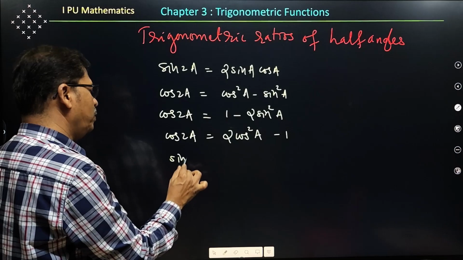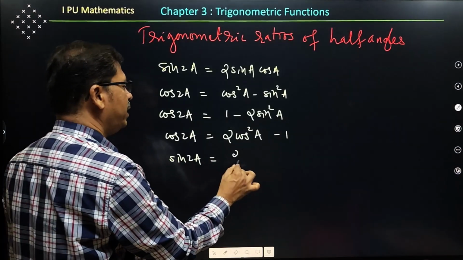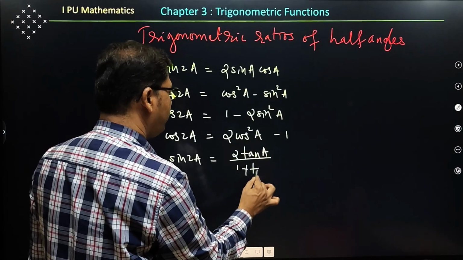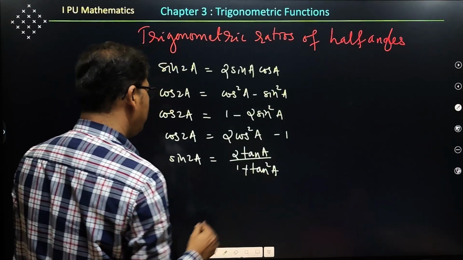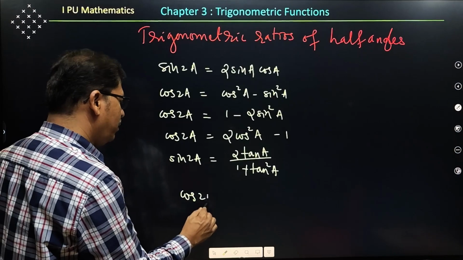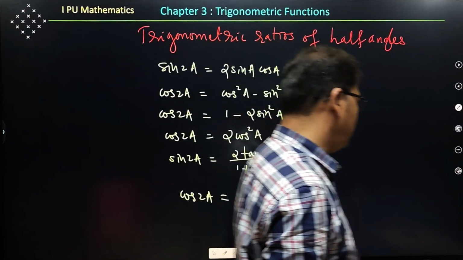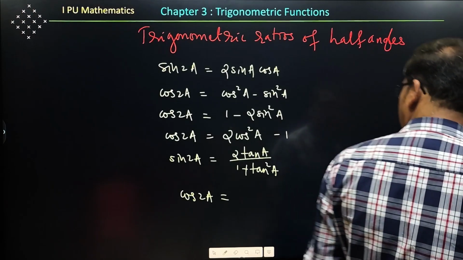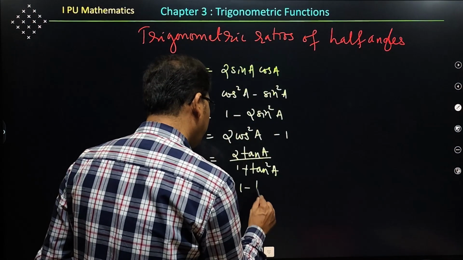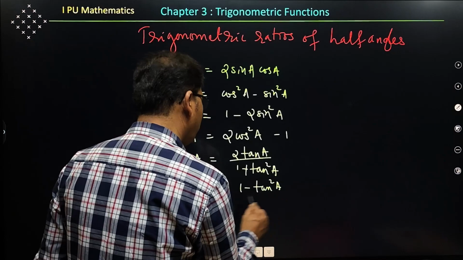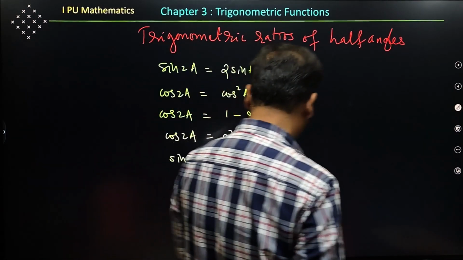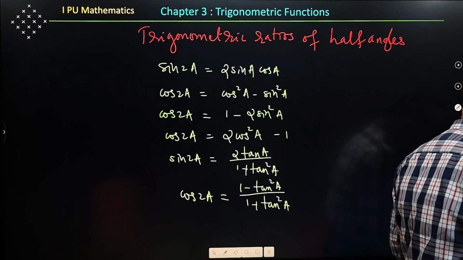Sin 2a is equal to 2 tan a divided by 1 plus tan square a. Okay, and then cos 2a, what we have proved, is equal to 1 minus tan square a divided by 1 plus tan square a. So these are the multiple angle results that we have proved already.